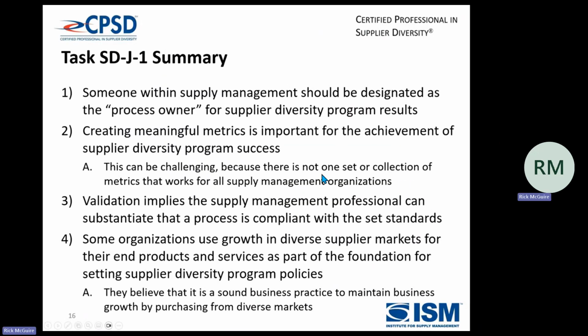Let me do some summary here. Someone within supply management should be designated as the process owner for supplier diversity program results. Creating meaningful metrics is important for the achievement of the supplier diversity program. This can be challenging because there is not one set or collection of metrics that work for all supply management organizations. It's got to be tailored to your organization. Validation implies a supply management professional can substantiate that a process is compliant with the set standards. And some organizations use growth in diverse supplier markets for their end products and services as part of the foundation for setting supplier diversity program policies. They believe it is a sound business practice to maintain business growth by purchasing from diverse markets.